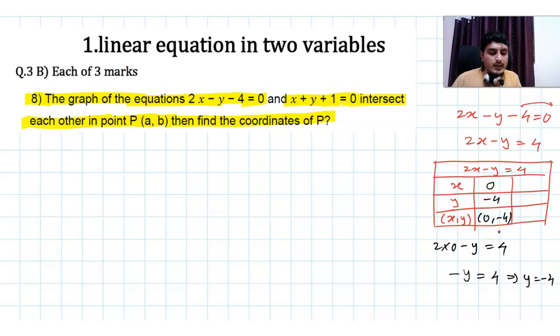Now once we assume the value of x becomes 1, what will happen? Once the value of x is 1, 2 ones are 2, minus y, that is equal to 4. So once we shift the value of 2 from LHS to RHS, we are getting minus y equals 4 minus 2, which is 2. So the value of y is minus 2. So the next coordinate we have is 1 comma minus 2.